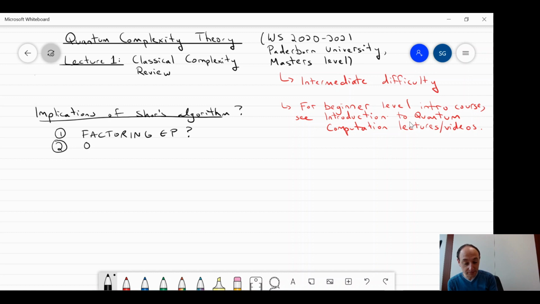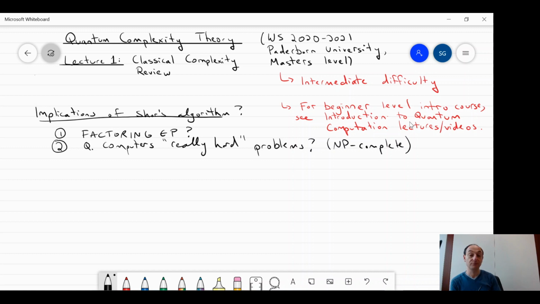Or maybe quantum computers are able to solve not just factoring, but they can solve really hard, quote-unquote, problems, such as NP-complete problems. Okay, we'll define that again, or remind you what that means today. Okay, and finally, maybe it's the case that none of these two cases hold above, but that quantum computers can solve intermediate difficulty problems. Okay, and factoring is a perfect example of this.